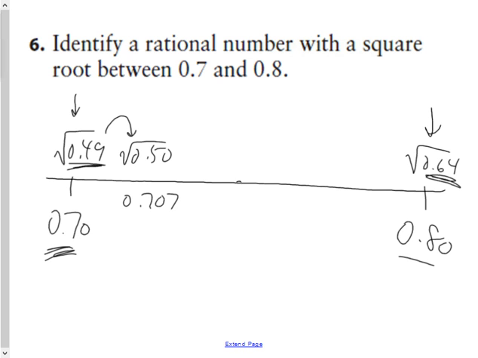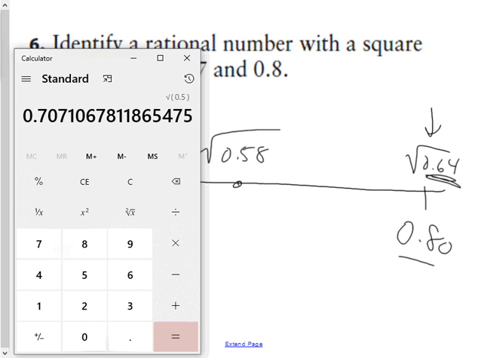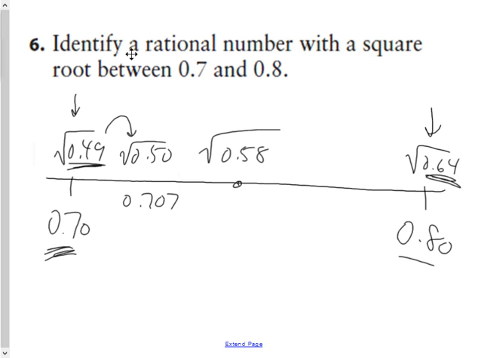If I choose something more like 0.58, the square root of that one, if I double check it, should be between 0.7 and 0.8. So the square root of 0.58, yep, fits between those two. Any number you chose, there are infinite possibilities actually, because you can use as many decimal places as you want. But those are a couple of examples that do fit between them.